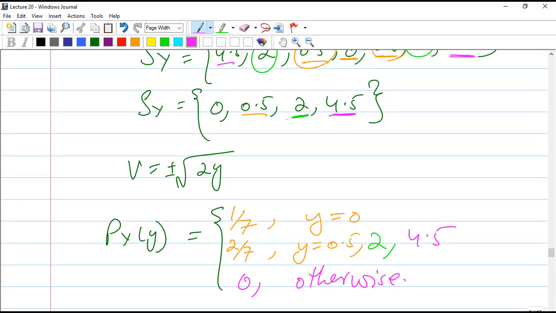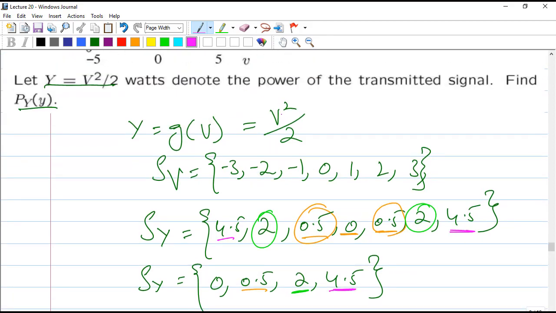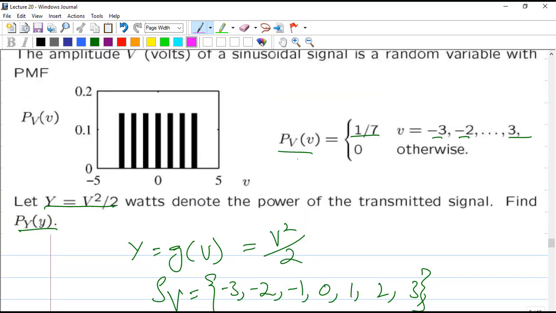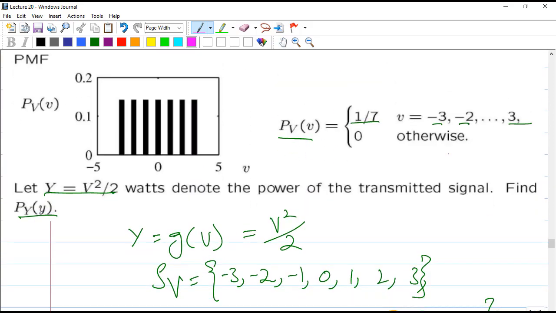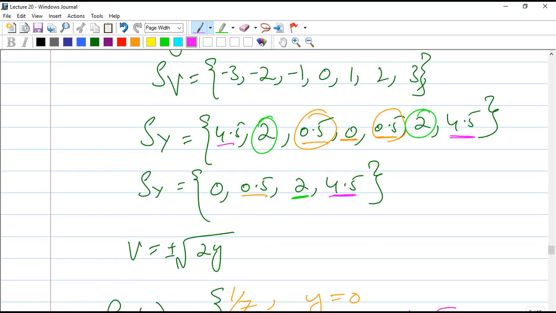So remember once again that when we put the values into the function, say here v, we have to count the number of times each value is repeated. We cannot ignore any value. Any number of times they are repeated, we have to add their probabilities from the PMF of the given random variable, to find the probability mass function of the derived random variable.